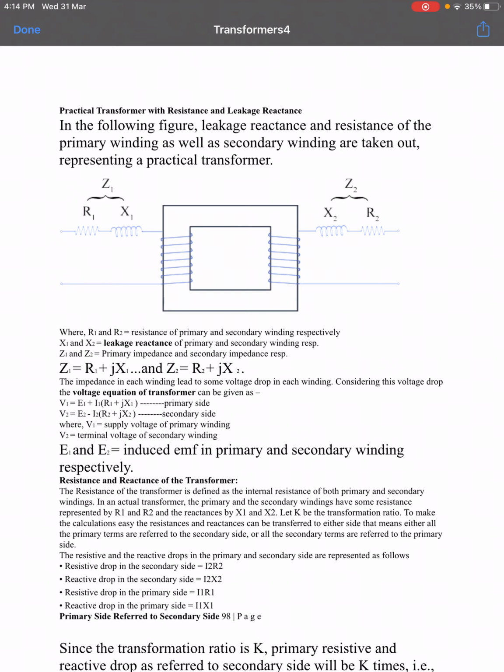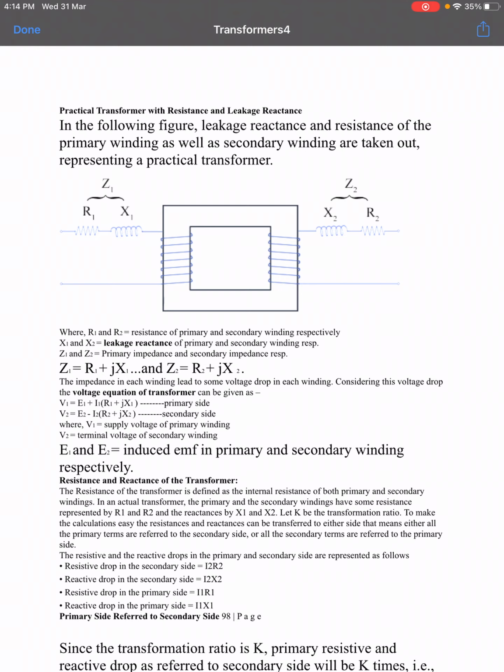Here the applied voltage is V1, the induced EMF on the primary side is E1, and the primary current is I1. The primary number of turns is N1, and the secondary number of turns is N2, the secondary induced EMF is E2, the secondary current is I2, and the terminal voltage on the secondary side is V2.